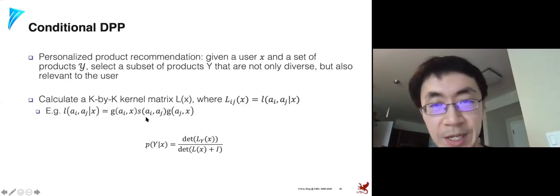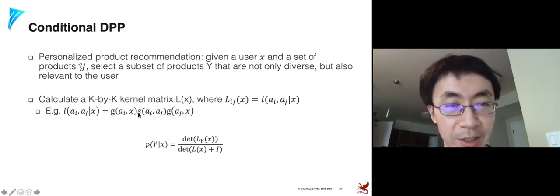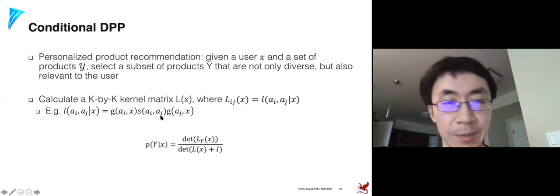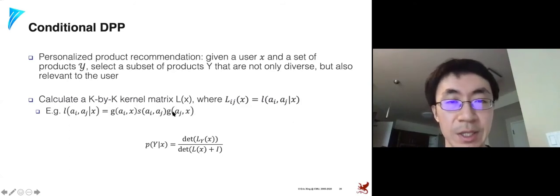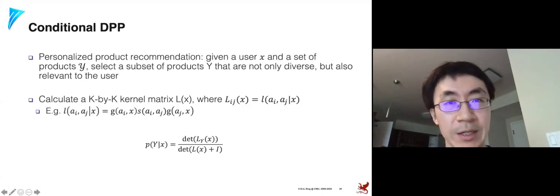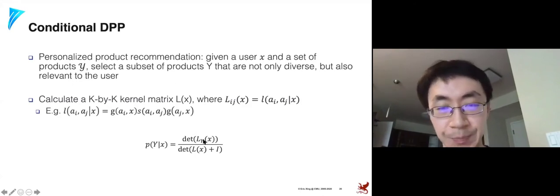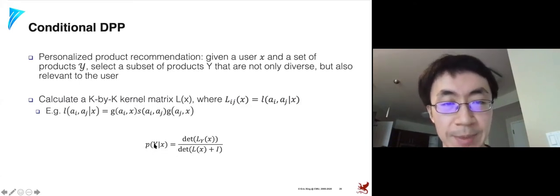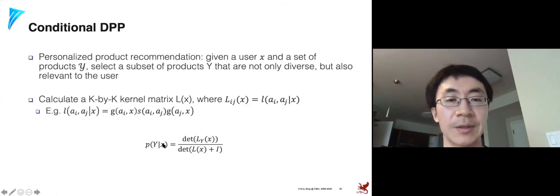Here is an example of this conditional kernel. S is a kernel function that measures the similarity of two products, and G is another function that measures the similarity between a product and the user. And we multiply them together. It is easy to show that this is a valid kernel as well. After we get this conditional kernel, we apply it to every pair of products and get this conditional kernel matrix. Then, based on this conditional kernel matrix, we can define this conditional DPP, the probability over subsets conditional on the external information X.